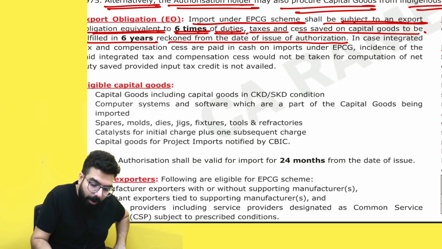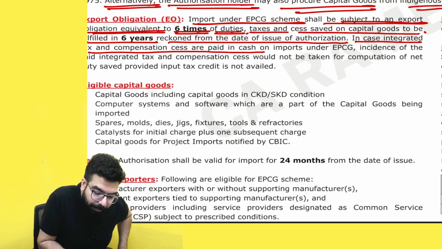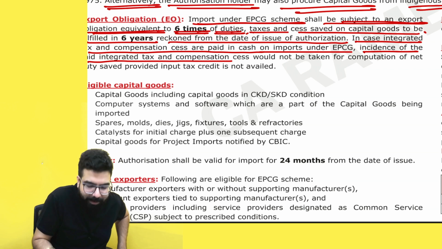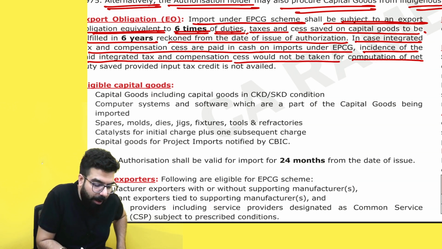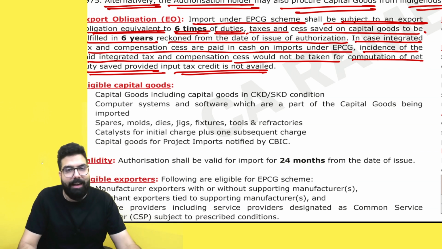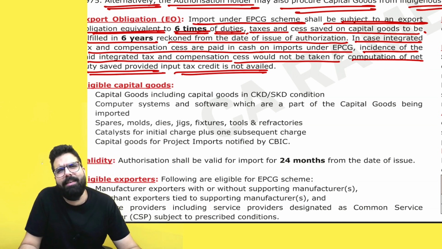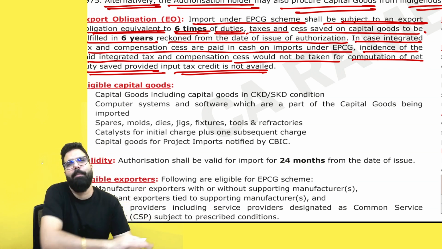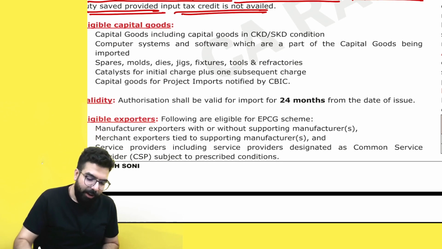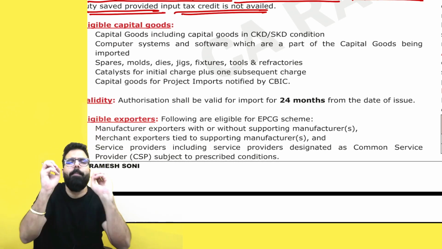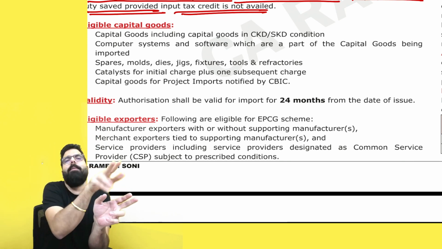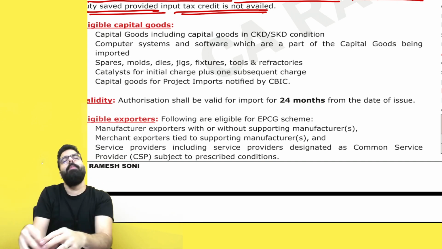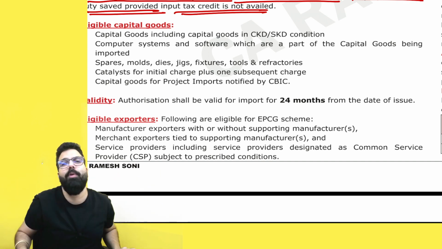Done, sir. Next. In case IGST and cess is paid on import under EPCG, incidence of the said IGST and GST compensation cess would not be taken for computation of net duty saved, provided ITC is not availed. What they are telling, if you have paid the IGST and GST compensation cess, that will not be multiplied by 6. That export obligation you don't have to fulfill. So, sir, if I have not paid only basic custom duty, then basic custom duty multiplied by 6 times. Sir, if I have not paid basic custom duty and IGST also, then whatever is the total duty saved multiplied by 6 times will be your export obligation.